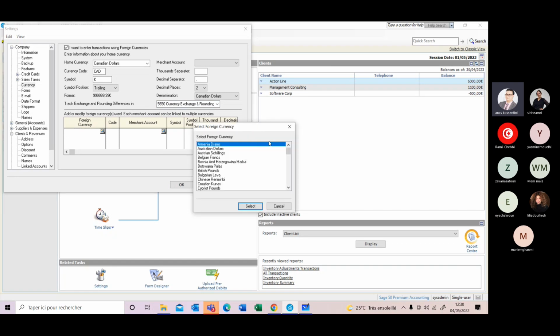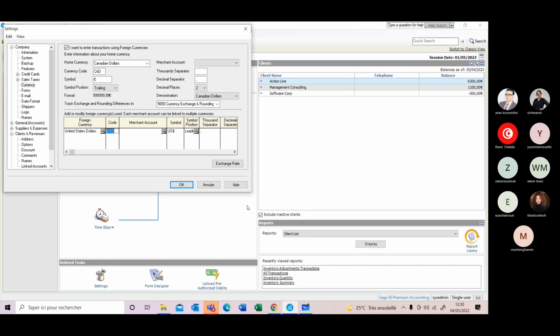So in the database, you select the foreign currency. You go to the United States dollar. Okay, you select. All right, so this is the code, is the USD. All right. This is the symbol, US dollar. And then before that, you click on OK and you validate everything.